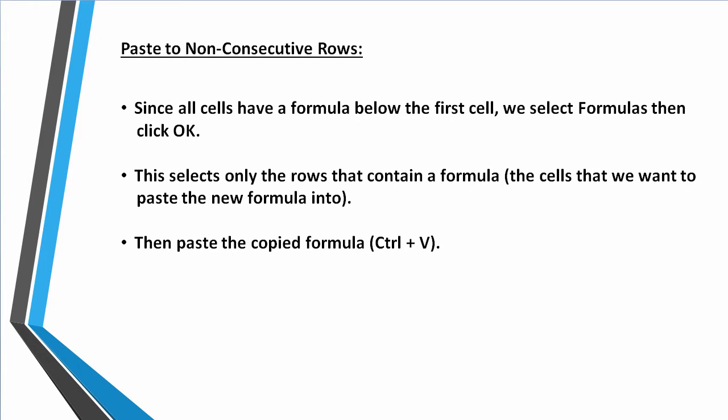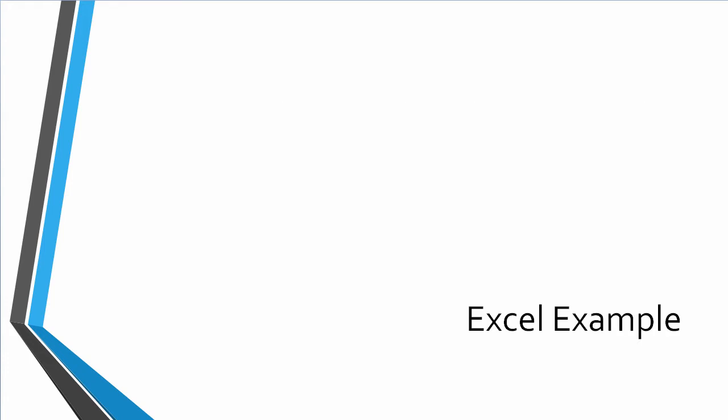This will open up a selection box. Here we will want to select Formulas, as all of our cells below contain formulas. This will select only the rows that contain formulas. The final thing to do is click Paste or Ctrl+V as a shortcut. Now I will cover an Excel example that walks you through each step of the process.